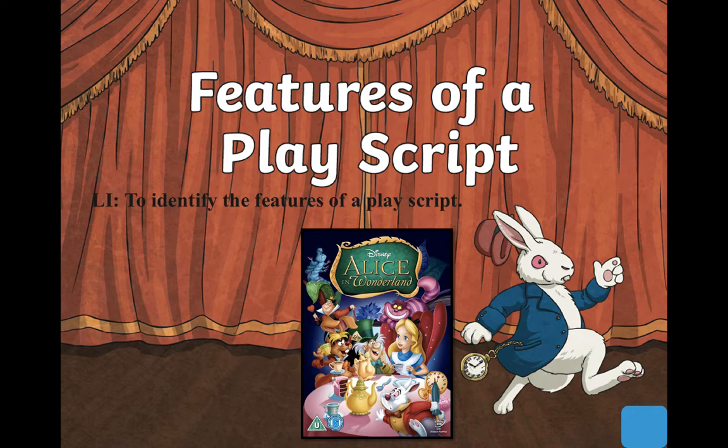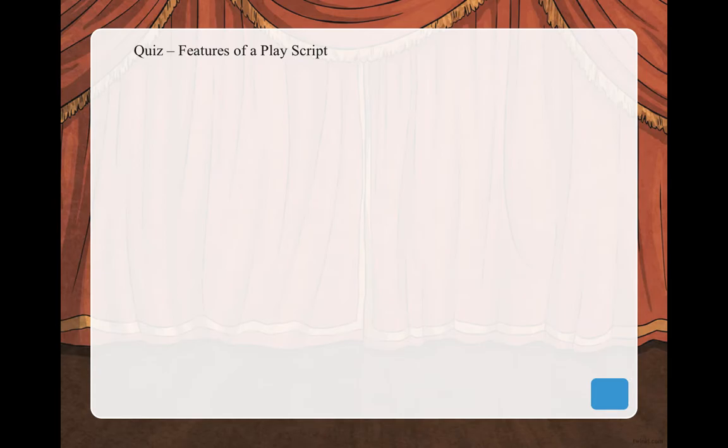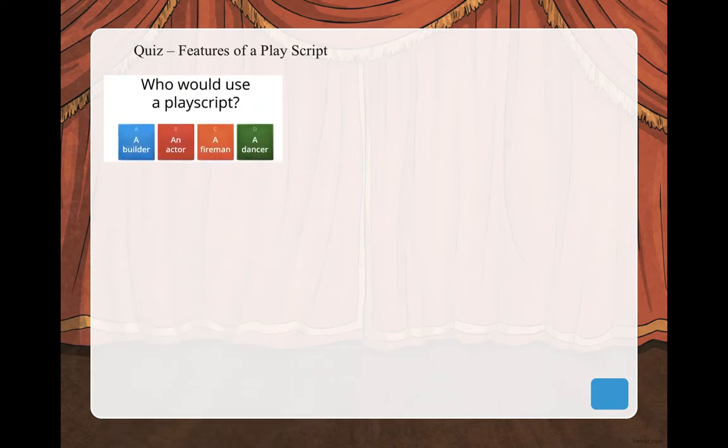So let's get started. The aim today is to identify the features of a play script. Now this is a similar lesson to the lesson you had on Monday. So first of all, let's start with a quiz. How much do you remember about features of a play script? So you can write A, B, C or D.